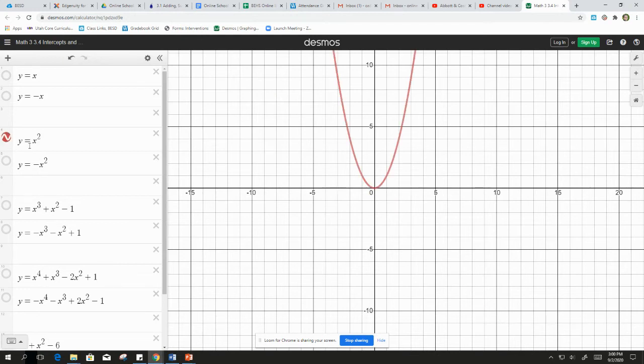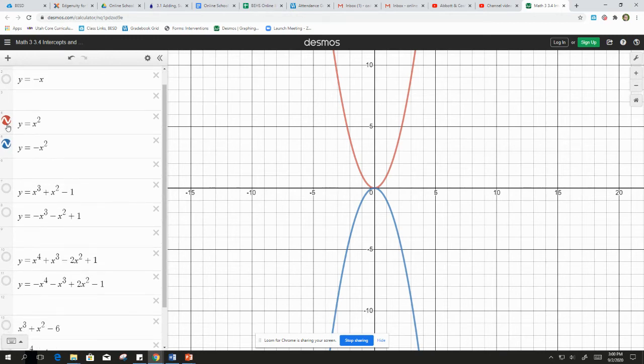Y equals x squared. That's a quadratic parent function. This is a parabola, so it starts up on the left here, comes down, and then ends up going up on the right. If I graph y equals negative x squared, it just flips. It starts down on the left and ends up down on the right.